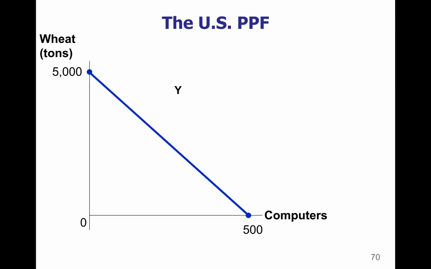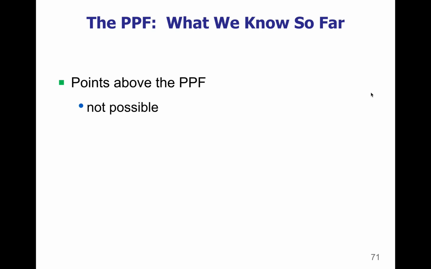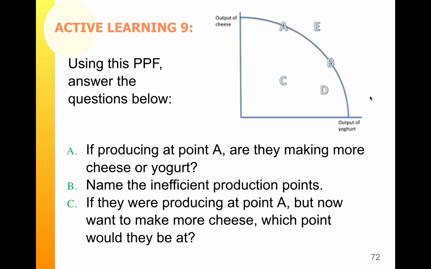Now, if you look at this one, point Y is outside of the current PPF, or to the right of it. So points outside the PPF are points that are not currently possible. They're not possible with the resources we have available now. But in the future, if we were to gain more laborers, have more workers working more hours, we could produce more wheat and/or more computers as well.